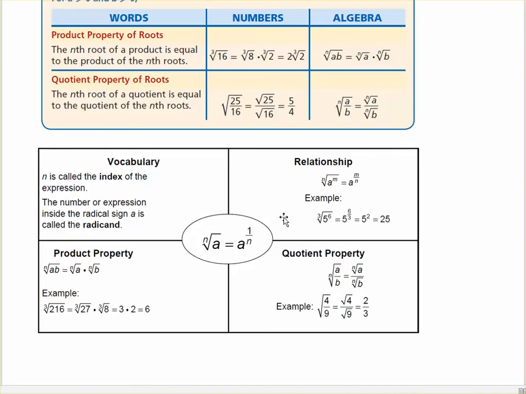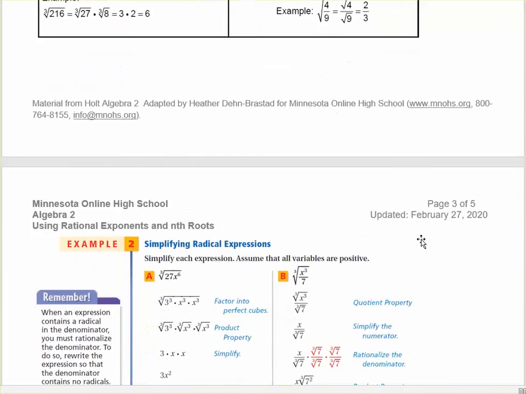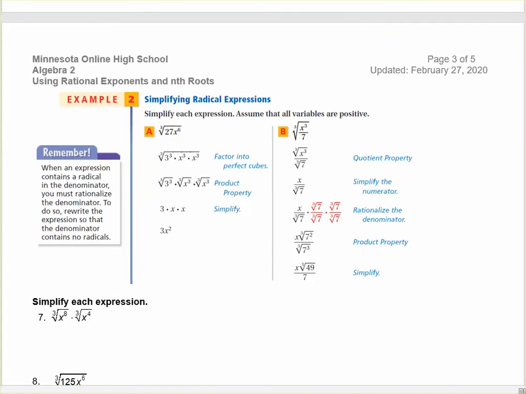This is kind of a summary of what we looked at, and you can use that as you look back at the problems. Example 2b is a little bit more complex. I'm not going to look at that one. But if you want to look at how to rationalize the denominator of a non-square root, that's an example of that. But in 2a, this is similar to the problems you're going to be doing on this worksheet.